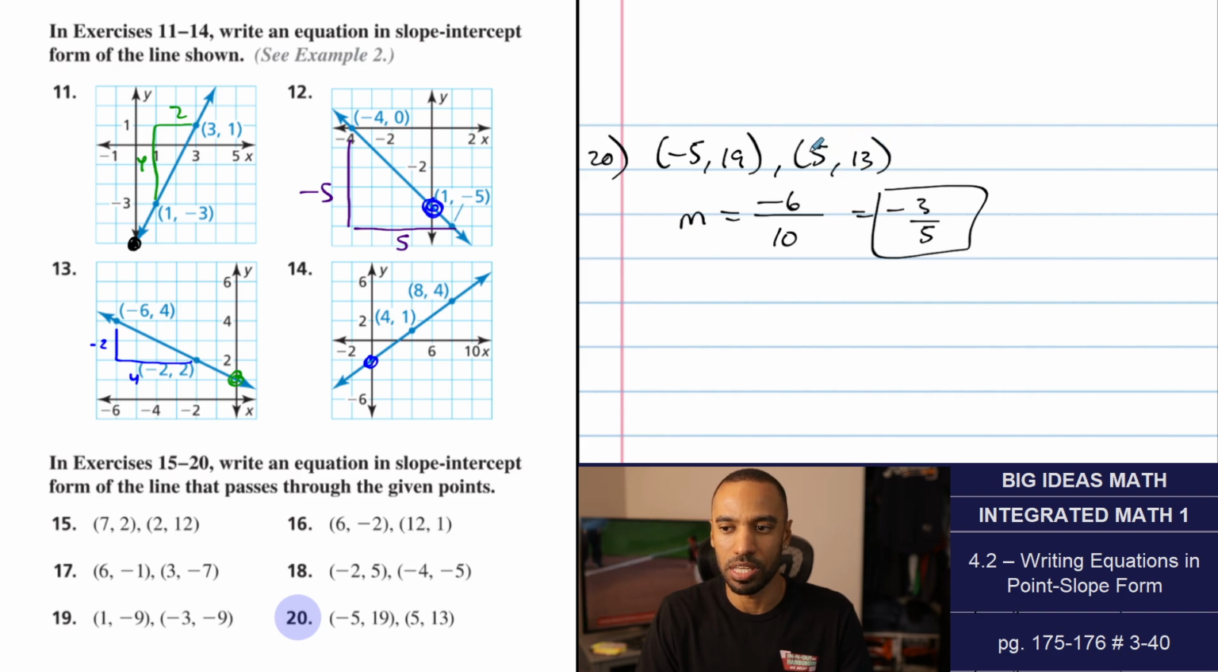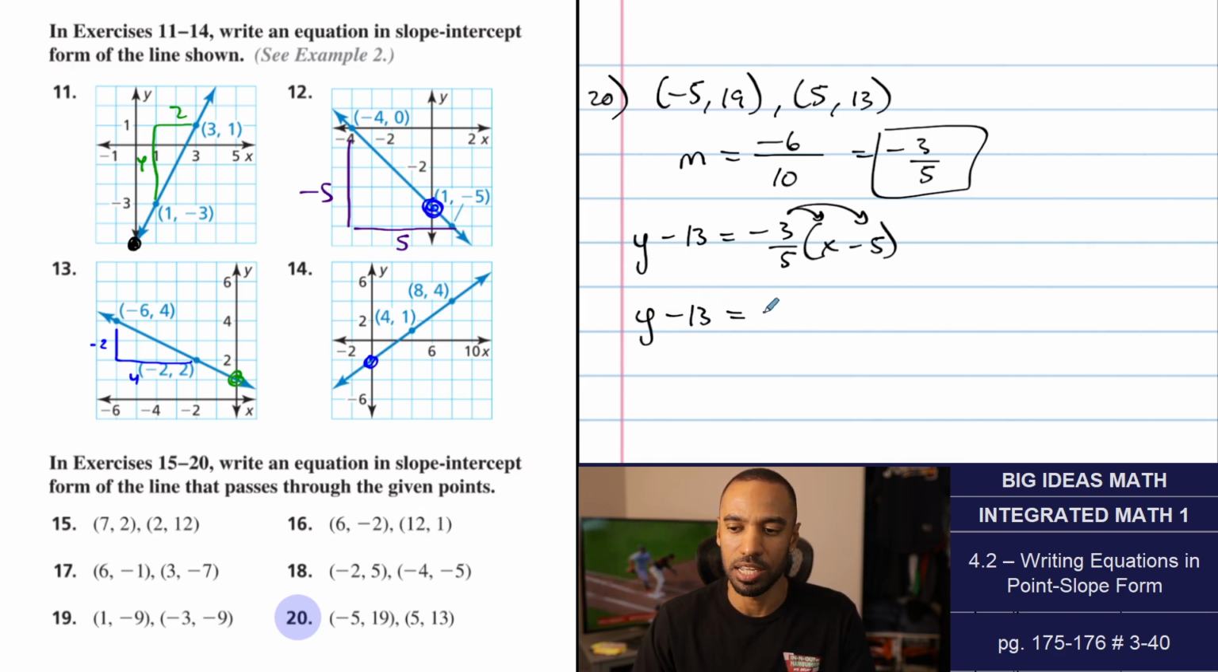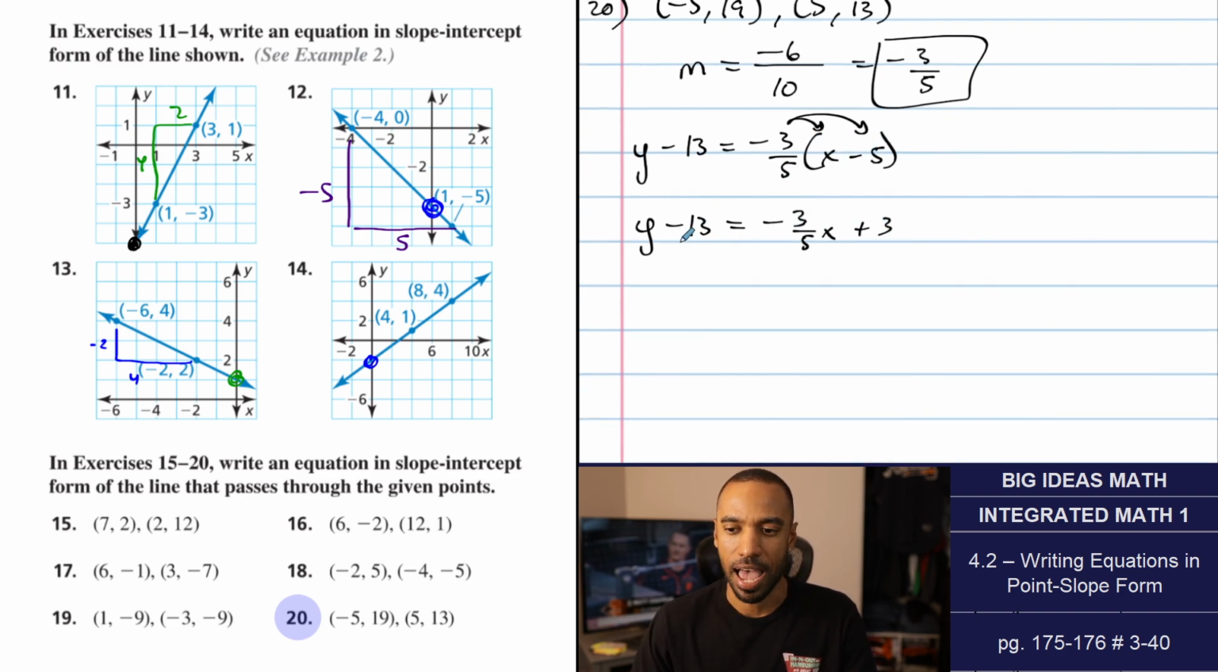Let's go ahead and choose these two positive sets to get this out. y minus y1 equals m times x minus x1. Distribute this negative into a couple of these guys here. We get y minus 13 equals negative 3/5 x. All right. 5, let's see, negative times negative is a positive. 5 divided by 5 is 1 times 3 is 3. So there we go. And let's add that 13 over. And we get y equals negative 3/5 x plus 16.